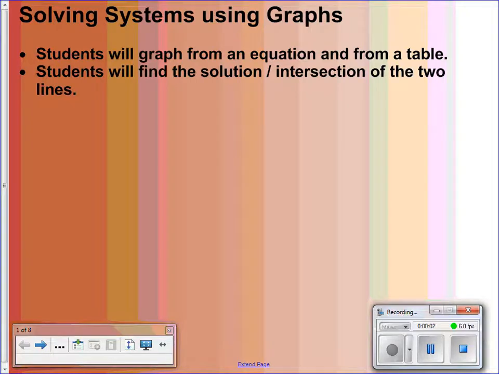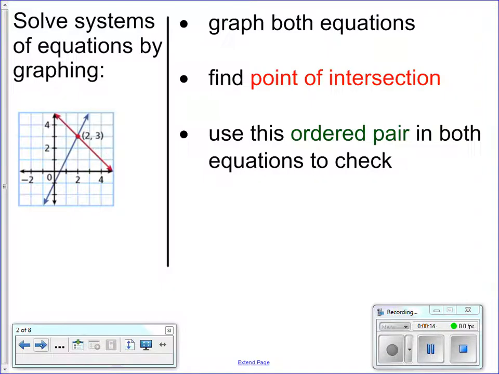In this lesson, we'll be solving systems of equations using graphs. So by the end of the lesson, you should be able to graph both from an equation and from a table, and find the solution/intersection of the two lines.